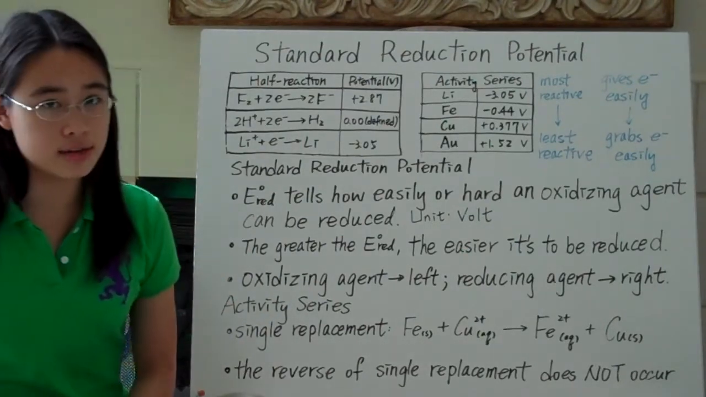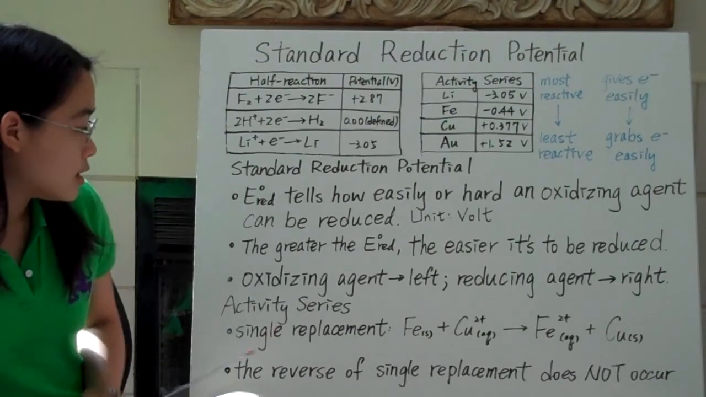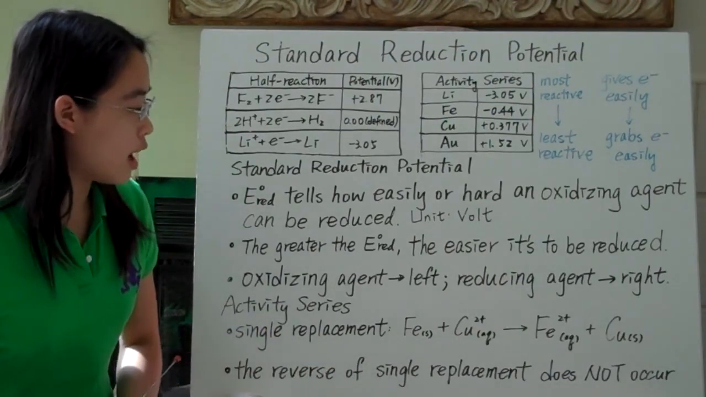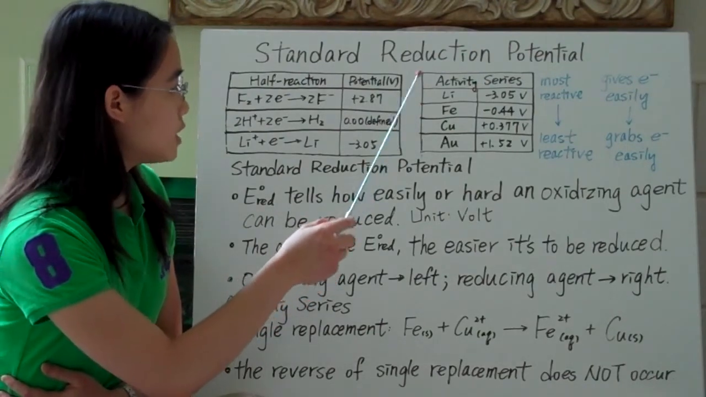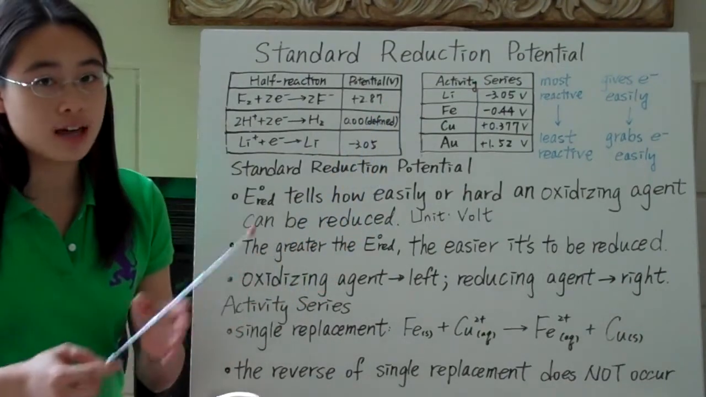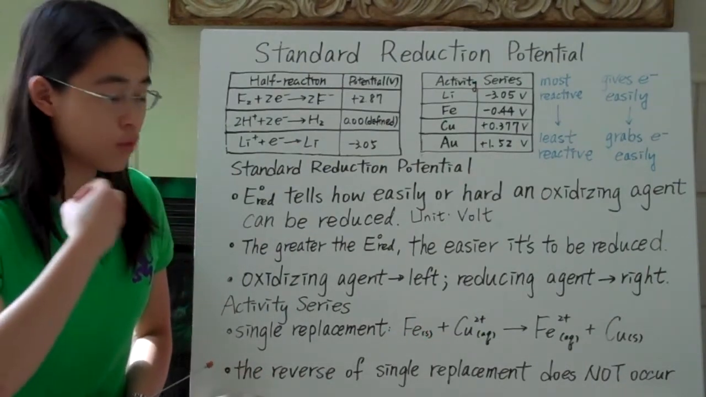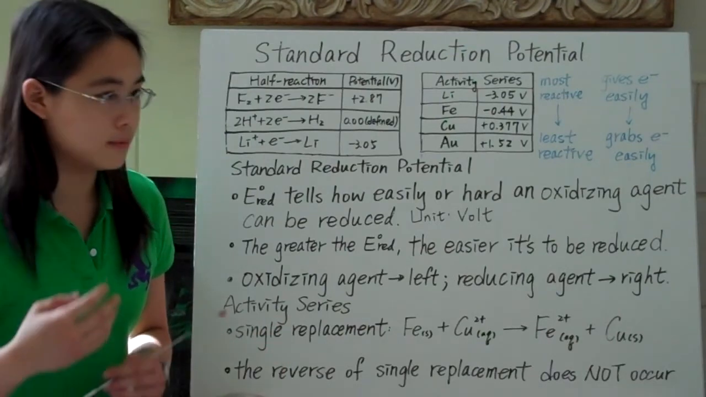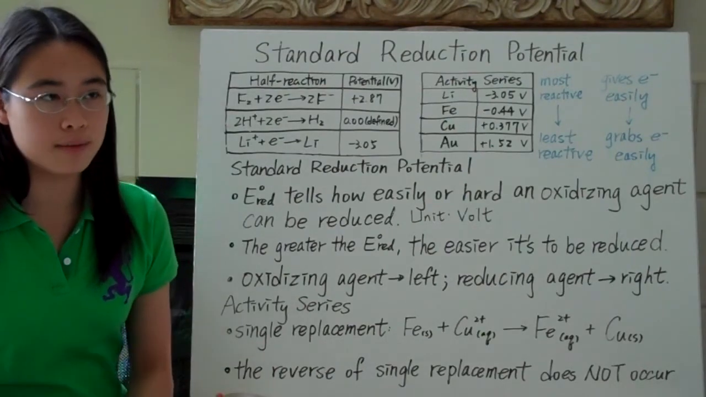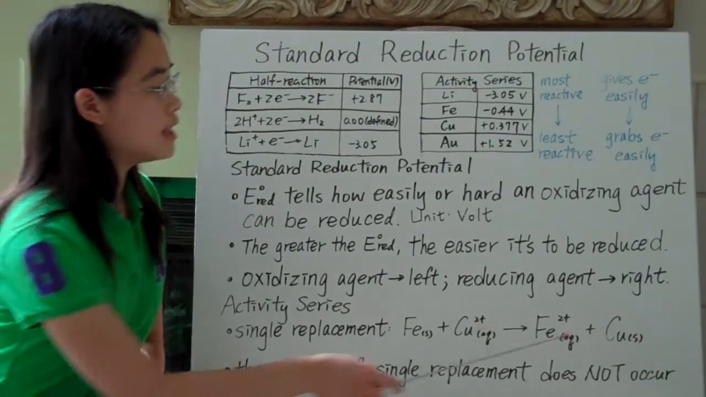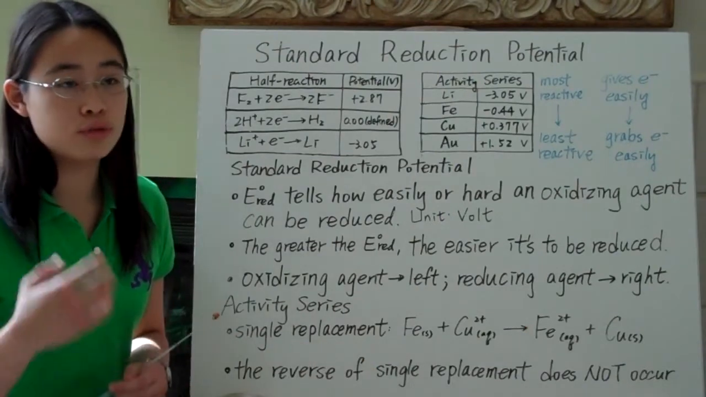So we can use the activity series to determine if a single replacement will happen or not. So for example, iron reacts with copper ion to form iron ion and copper. To see if it will happen, we can see iron has a smaller reduction potential than copper, so it is more reactive than copper. So this reaction will occur because iron would like to give its electrons away to copper ion to reduce it. However, the reverse of the single replacement will not occur because the less reactive copper will not give away its electrons to reduce iron.